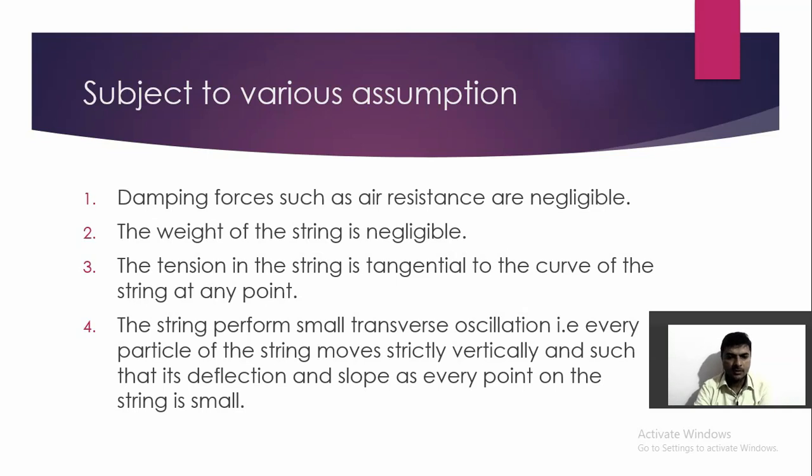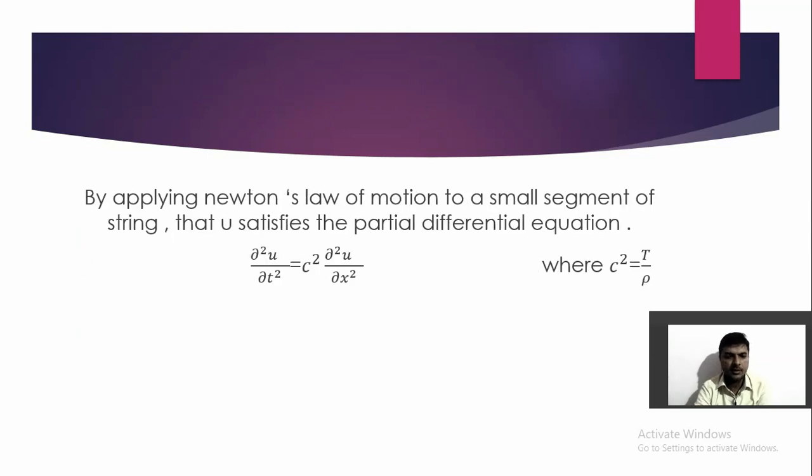So we have the string performs small transverse oscillation, that is every particle of the string moves strictly vertical and such that its deflection and slope at every point on the string is small. So this is all we have for partial differential equation. Please remember we are discussing partial differential equation.